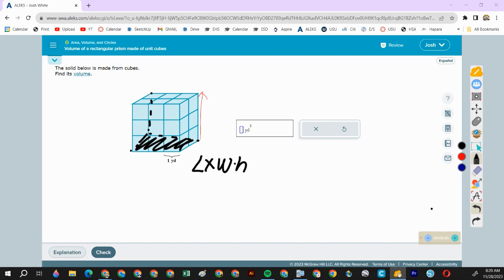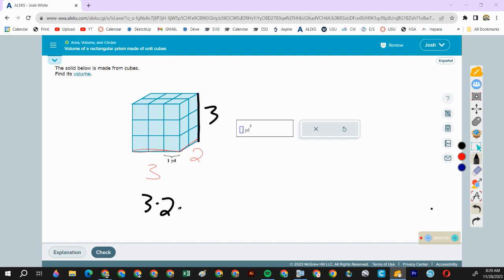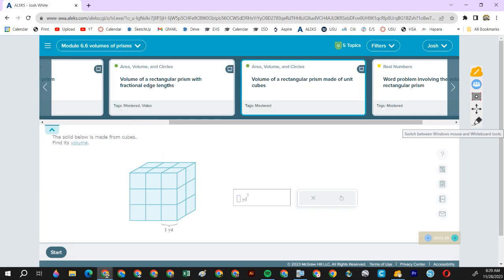When it's a triangular prism, you have to be a little bit more careful. This formula still sort of works. So the length here is 3, and the width there is 2. So the area of the base is 3 times 2, and then the height is 3. So it would be 18 square yards. So length times width times height. Let's do this one.